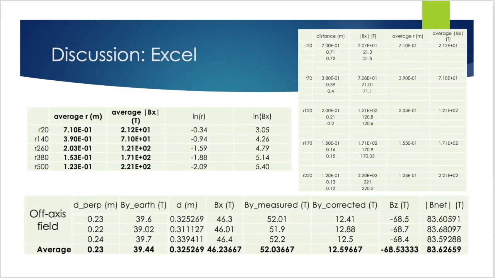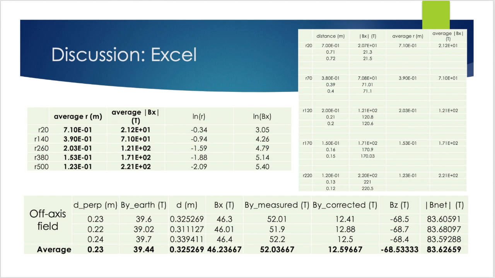I recorded the results from the physical component of the lab in an Excel table, and here are the main results. The magnitude of magnetic field calculated by the Excel document shows that the x component is 46.23, the y component is 12.59, and the z component is negative 68.53, which is almost exactly what the result was from my coding, as we will discuss later.